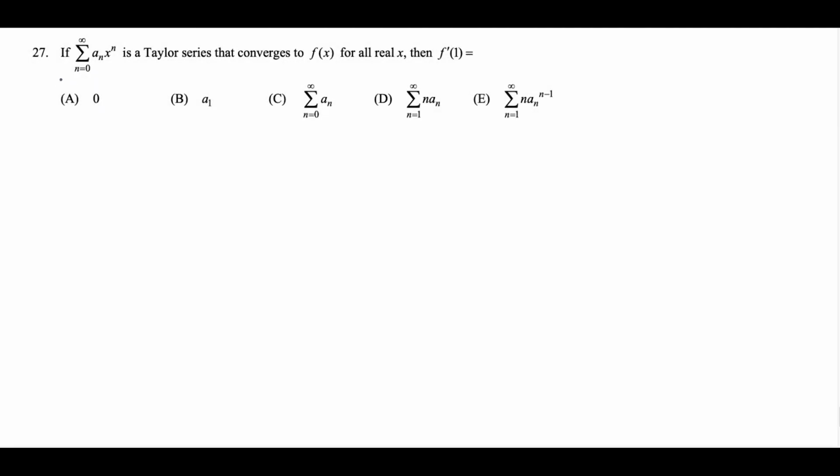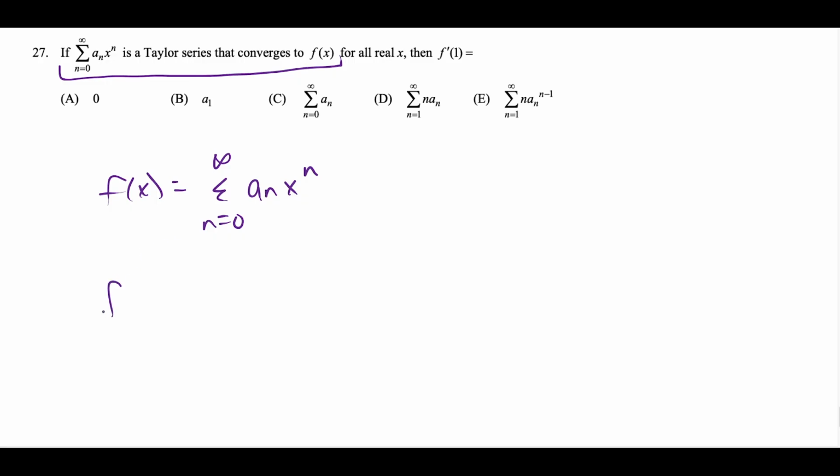So for this question here, we're told that this Taylor series converges to f of x for all real x. So we have f of x is equal to the series from n equals 0 to infinity of a sub n times x to the n. And we want to find f prime of 1. So here we're just going to use the calculus for Taylor series. We're just going to take the derivative of the x to the n part, and all the terms with n are going to remain unaffected. We have n times x to the n minus 1.